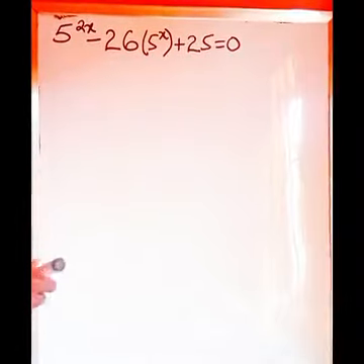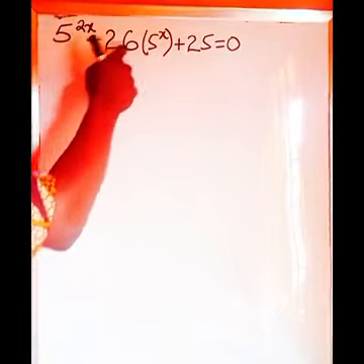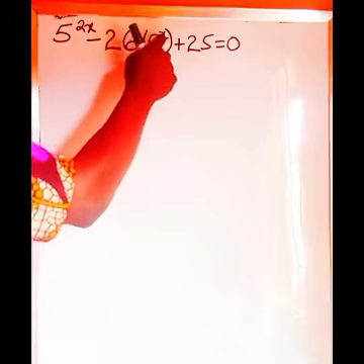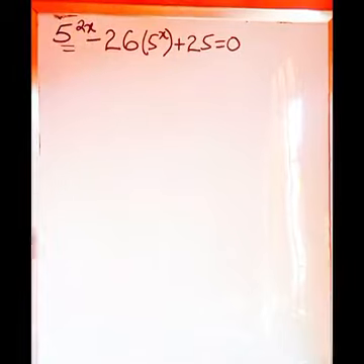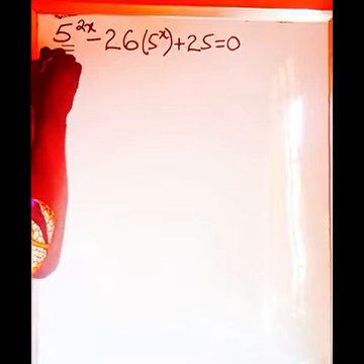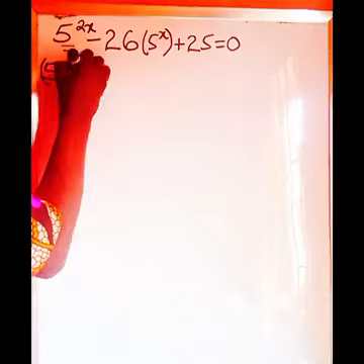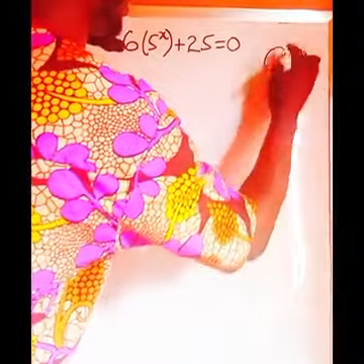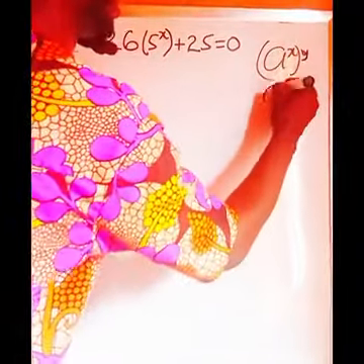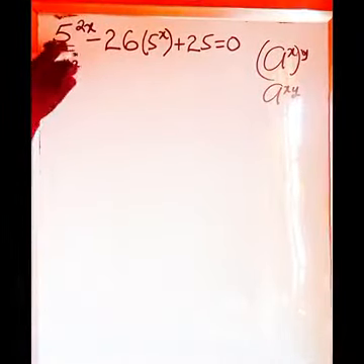All right, we have a question on indices again, which says 5 to the power 2x minus 26 into 5 to the power x plus 25 equals to 0. To deal with this, let's consider this. We can write this as 5 to the power x all squared. Yes, because in indices, a to the power x, raised to the power y can be seen as a to the power xy. And of course, we say x times 2 to give us this. So this can be written as this.